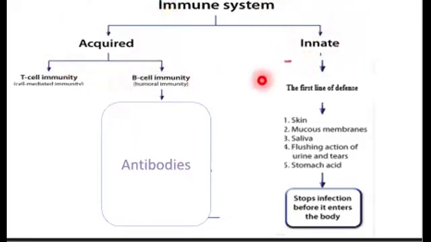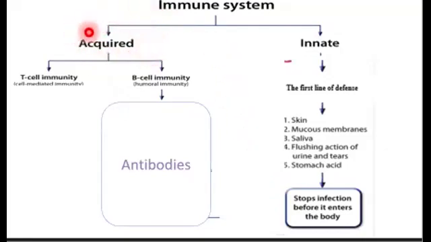The innate immune system is the first line of defense, like skin, mucous membranes, saliva, the flushing action of tears, and stomach acid. This stops infection as it enters the body. If pathogens enter the body, we have the second immune system. This is called the acquired immune system.